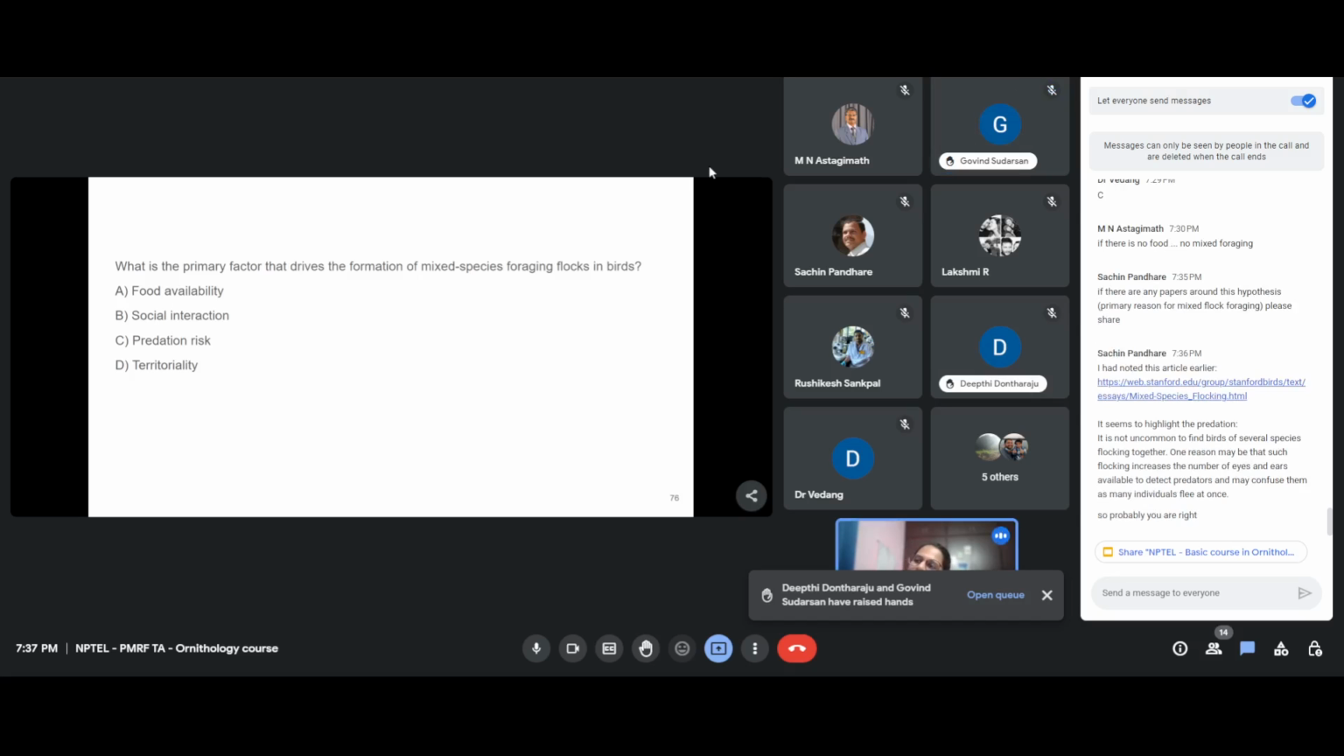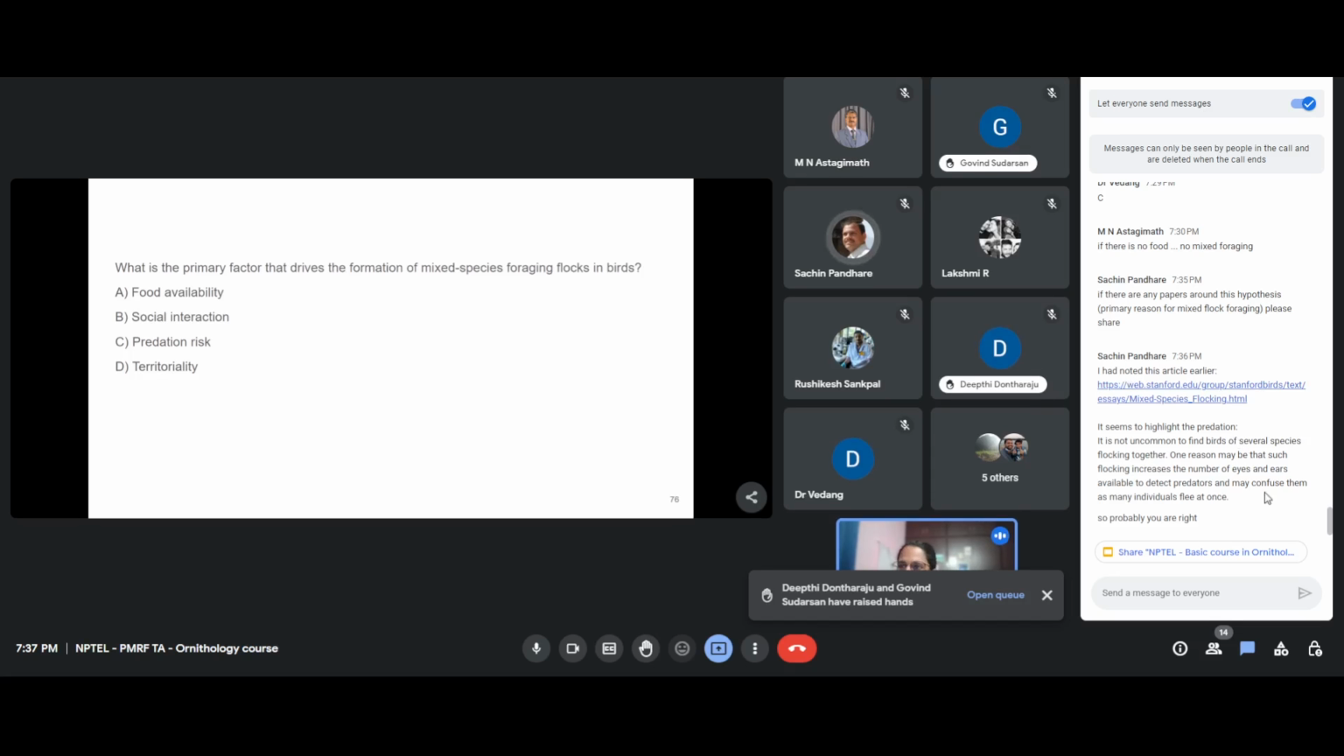Sachin has put a link of something from the Stanford EDU group regarding mixed species flocking. Is there a paper reference in this as well, Sachin? If there is, then we can probably discuss it. Sure, I'll look for that study or paper. I'm just going to open this link so that I can open it later, and we can discuss this also.